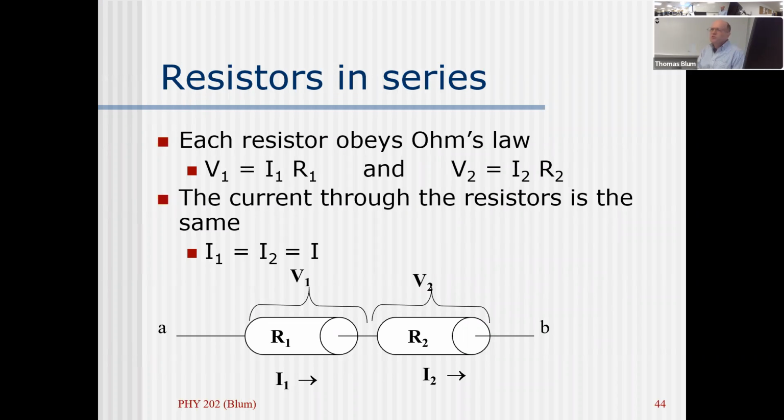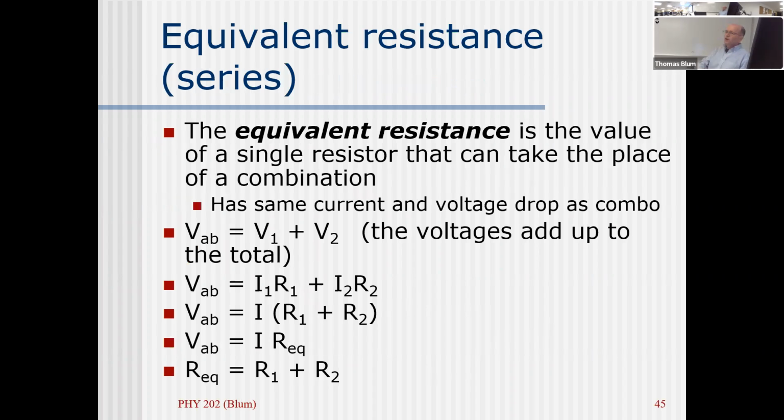Okay. Each resistor is a resistor and obeys Ohm's law. So I can break down my circuit into little Ohm's laws. V1 equals I1 times R1. V2 equals I2 times R2. But our definition of series was that any charge that went through one went through two. So I know that I1 is equal to I2. And I know that the voltages add up to the full voltage. So my overall voltage is V1 plus V2.